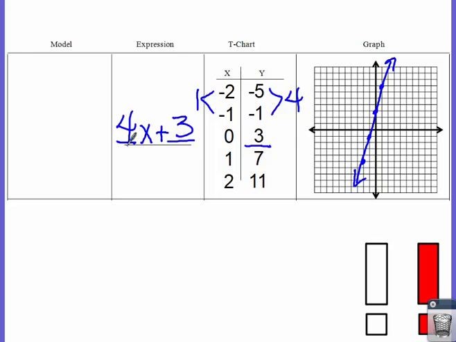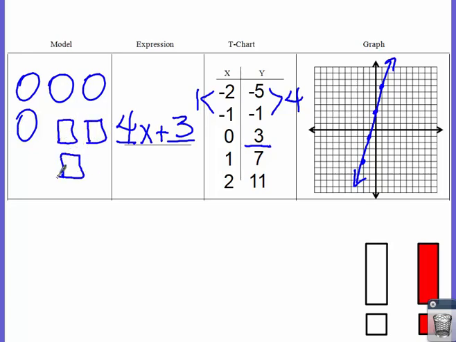Now if we use our circles for our model, for our x's, this would tell me I have 4 circles and I have 3 squares. Just like that. Okay, now the last one is the trickiest one for BBOA 2 and 3.